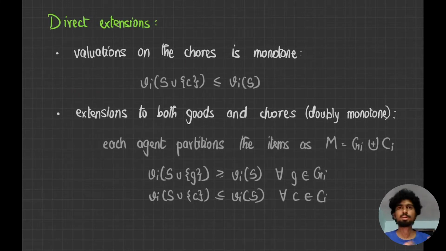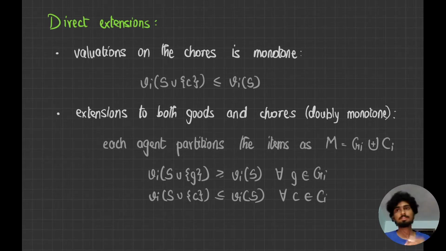We only talked about additive valuations, but there's no reason to keep it additive. Even when the valuation of the chores is monotone, that is, it should just be non-positive marginal value for each bundle, it doesn't need to be the same value every time you add it to my bundle. Even in that case, it gives an EF1 allocation.